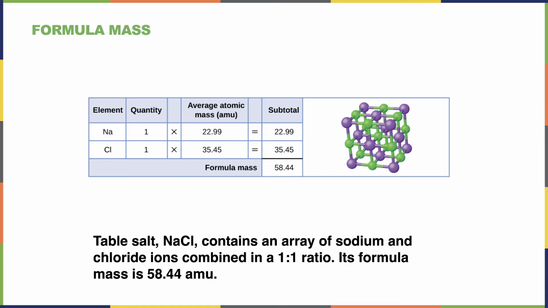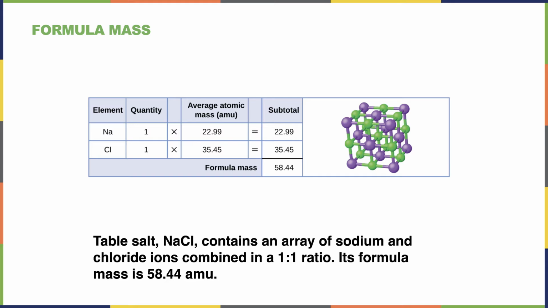Here's another example, and I chose this one because it didn't have carbon, hydrogen, and oxygen in it. This is table salt, and table salt is made up of chlorine ions and sodium ions. Its molecular formula is NaCl.